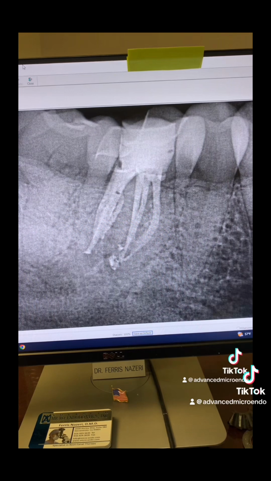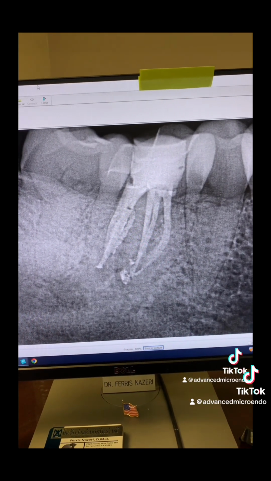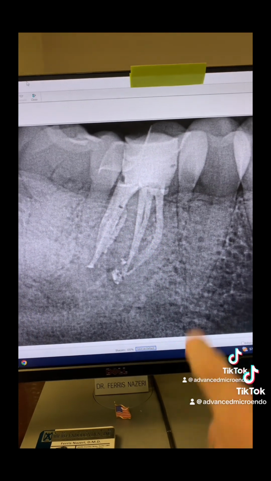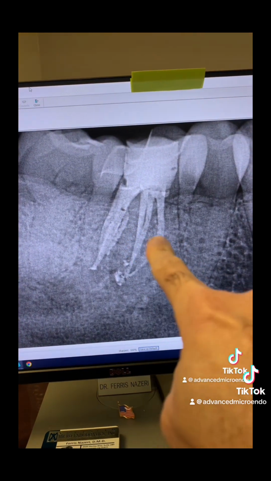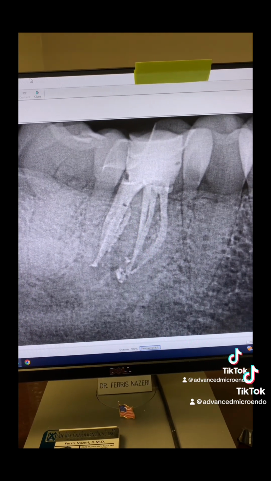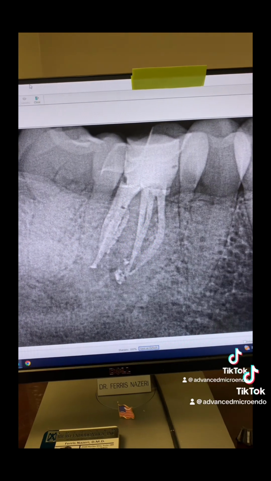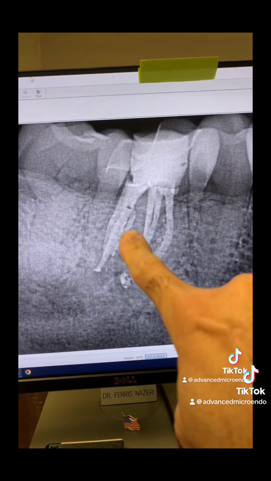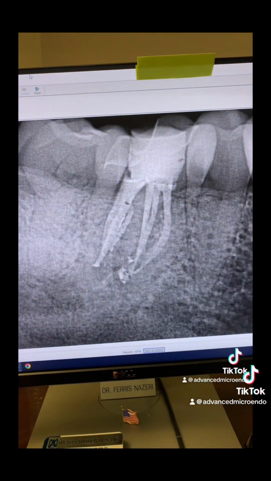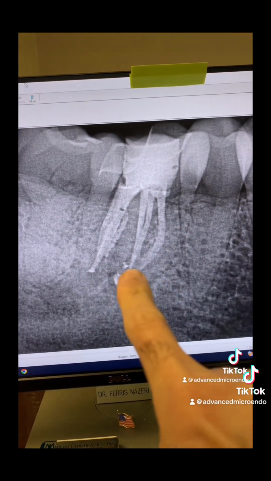And here's the post-op. So take a look here. Look at all of this anatomy. 3 mesial canals, mesiobuccal, middle mesial, mesiolingual, 3 distal canals. 1, 2, 3. Look at all of this anatomy that we were able to also pick up.